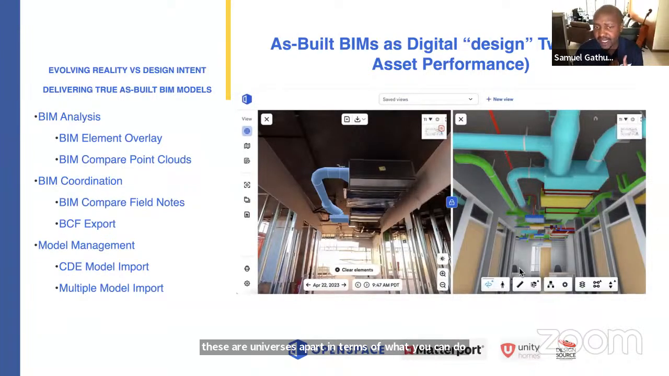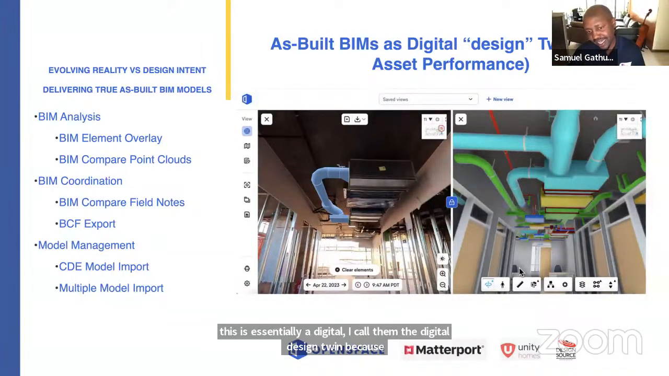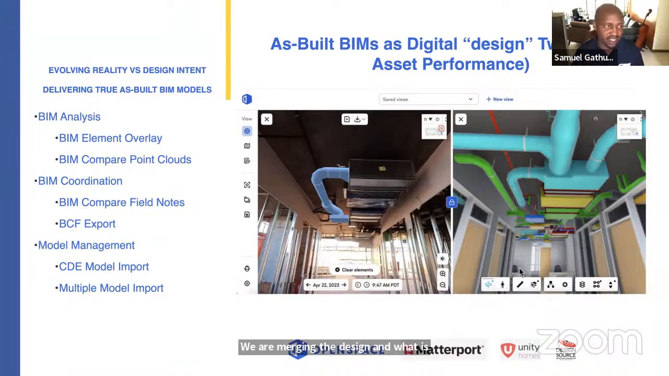The same thing applies now to where we're going in terms of the reality capture and the BIM. So I know we had a talk about reality capture, we had a talk about BIM. So in this day and age, we're looking at combining the reality capture and the BIM model to merge as the progress of construction is ongoing. So this is essentially a digital, I call them the digital design twin, because we are merging the design and what is going on site.